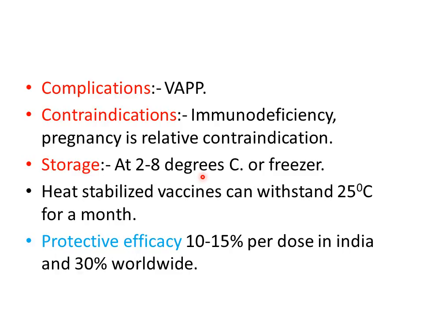Storage is at 2 to 8 degrees centigrade or in a freezer. Heat stabilized vaccines can withstand 25 degrees centigrade for a month. The heat stabilization is done by magnesium chloride. The protective efficacy of the vaccine is 10 to 15% per dose in India and 30% worldwide.